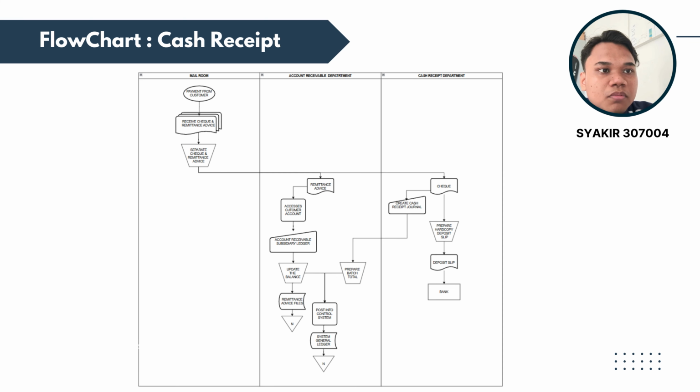From the check, we'll go to the cash receipt department and create the cash receipt journal and also prepare a hard copy deposit slip. From the cash receipt journal, we'll go to prepare batch total and also update the balance. Then it will go to the post into the control system, which is in the system general ledger. The prepared hard copy deposit slip will go to the bank.